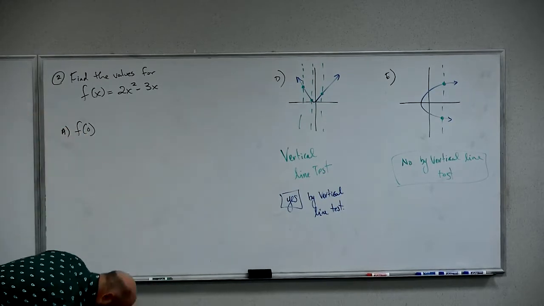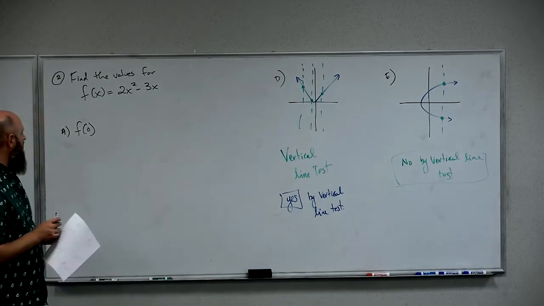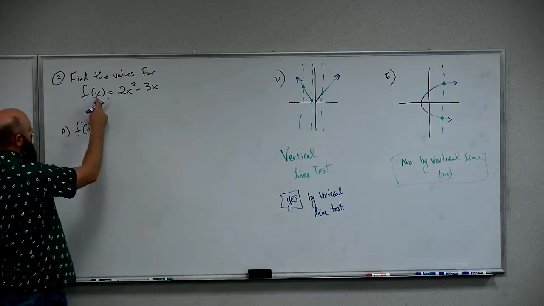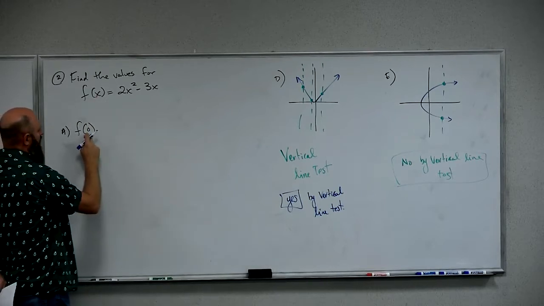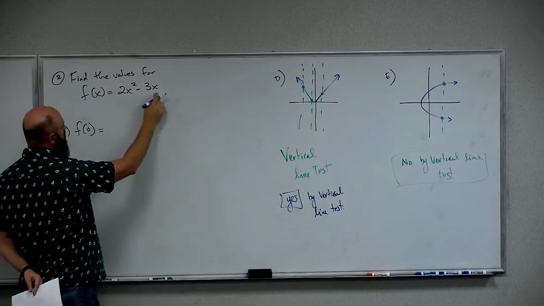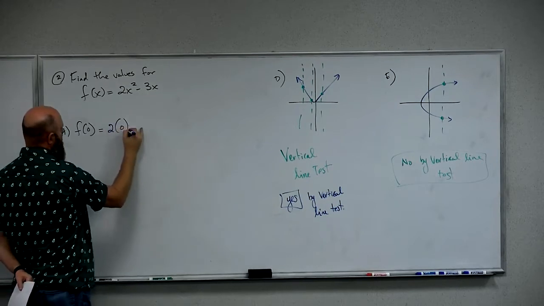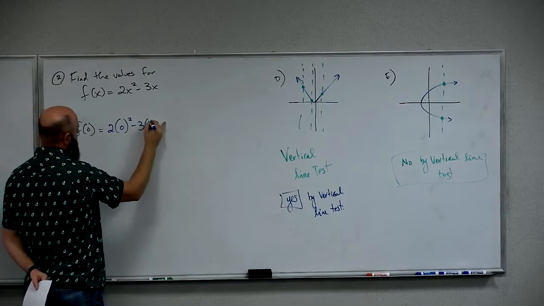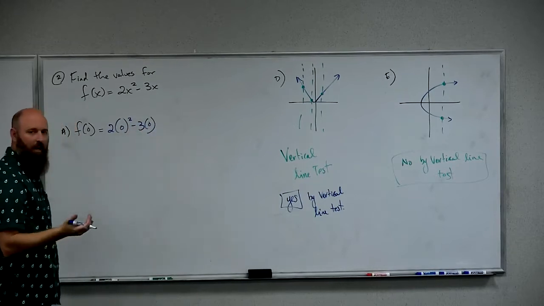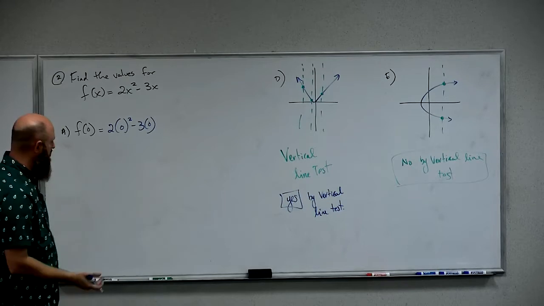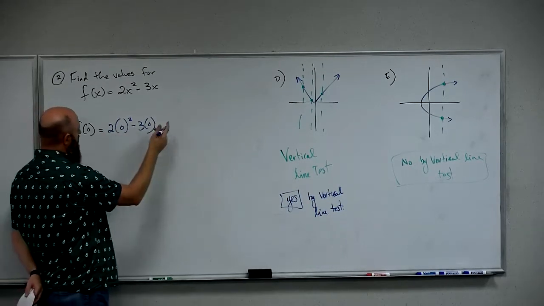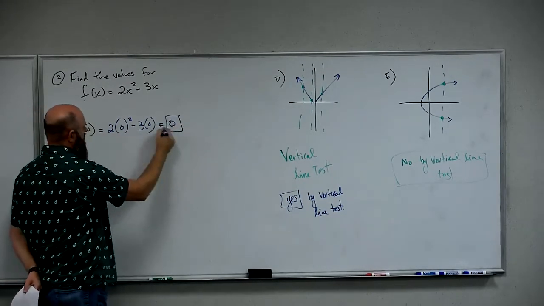Start my marker. All right, so what that means, notice I replaced this x with 0. So everywhere in this equation, I'm going to replace x with 0, and then work that out. Okay, so 0 squared is 0, that's 0, 0, and 0.